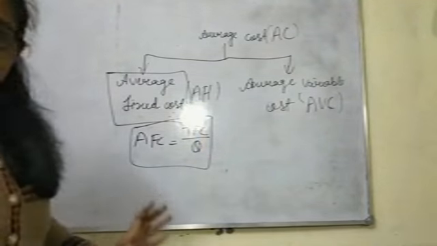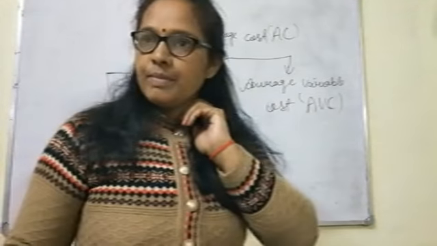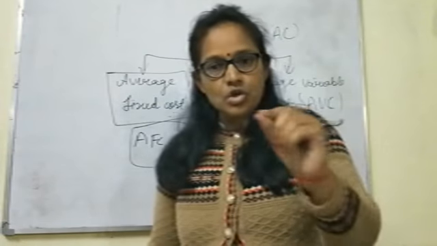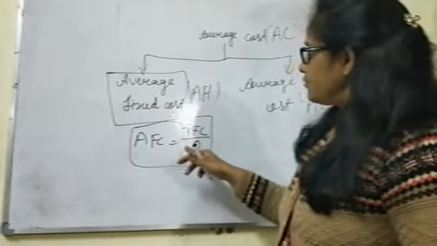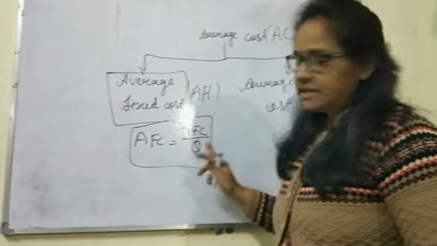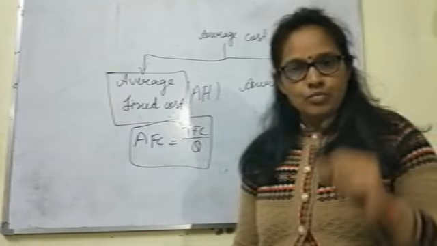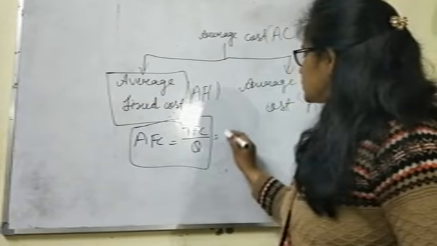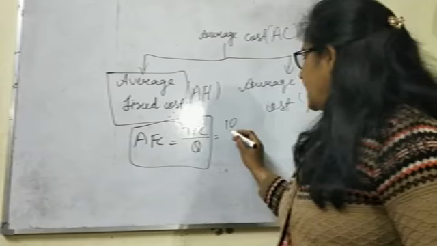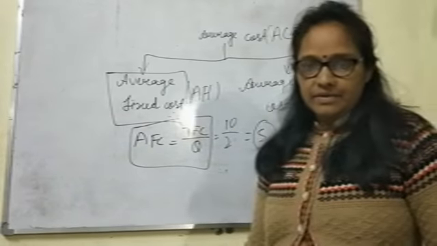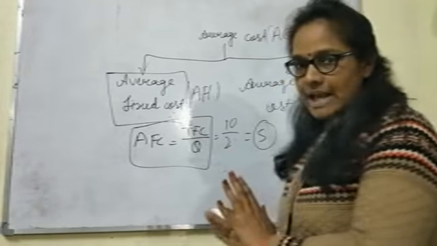Okay, so write down what is the meaning of average fixed cost. You have written per unit cost of the fixed factor is called average fixed cost, and the formula is average fixed cost is equal to total fixed cost divided by quantity of output produced. Is it clear? Suppose total fixed cost is 10 and quantity is 2, so what will be your average fixed cost? 5. Is it clear to all of you? This way we'll calculate. Full stop.